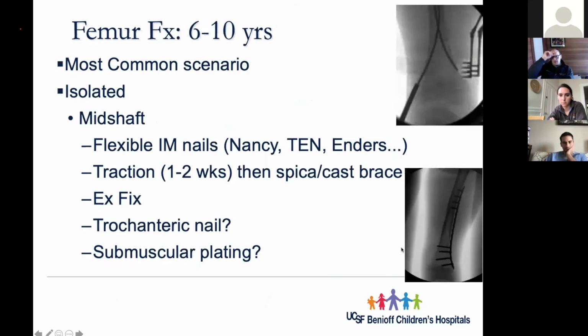As we get into femur fractures in the 6 to 10-year-old range, sort of 6 to 12-year-old, which is the most common situation, then we look at flexible nails. They can be called Nancy nails, TENs, Ender's nails, many different ways, but essentially two counter position nails that are intramedullary, that are outside of the physes. So they allow for growth remaining. They provide good internal splinting. Additionally, you still have traction as an option, external fixation, trochanteric nail, and submuscular plating, depending on the age of the child and their skeletal maturity.